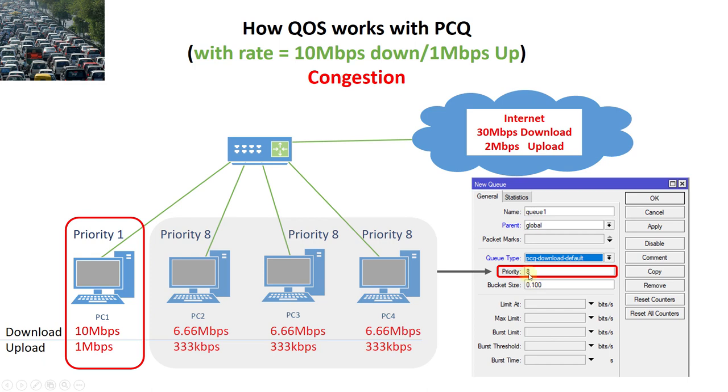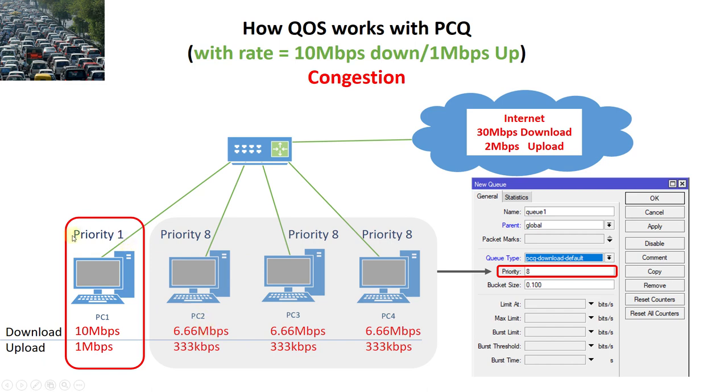One is priority. So if you look, when you're creating a new queue, you see this field that says priority, and how the priority works is that the bigger or the larger the priority number is, the lower the priority. So priority 1 will have a higher priority than priority 8. So in a congested network, these computers that have a priority 8 will get the remaining bandwidth.